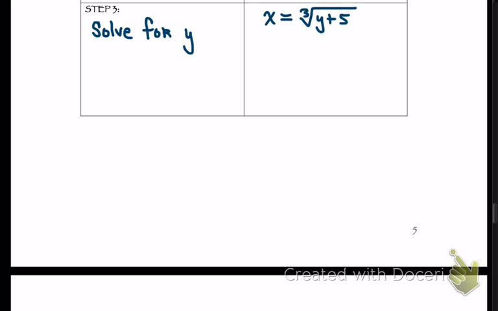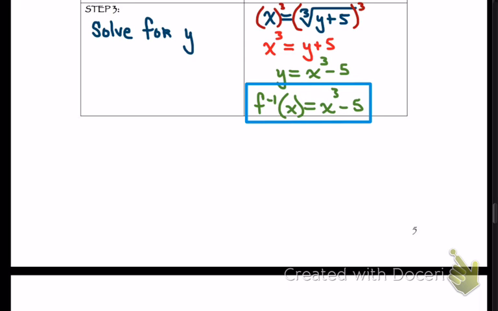Here was my function that I had on the last screen. To get y by itself, the first thing I need to do is get rid of that cube root. How do I get rid of that cube root? Well, I'm going to cube both sides: cube the left-hand side, cube the right-hand side. What happens is the cube and the cube root cancel each other out, so I'm left with simply what's on the inside. And now the easy part, I'm just going to get y by itself by subtracting 5 on both sides to get y equals x cubed minus 5. There is my inverse.